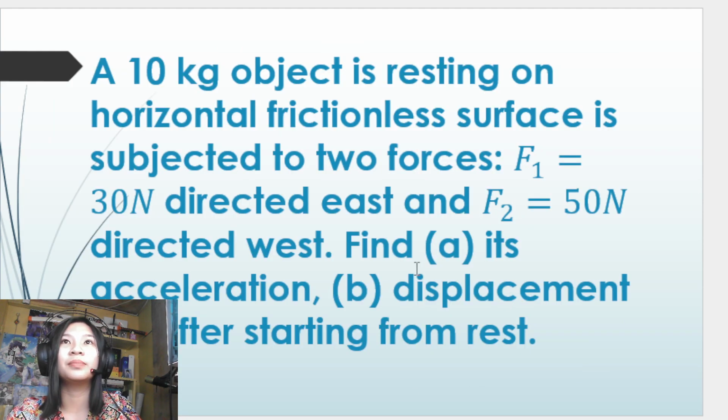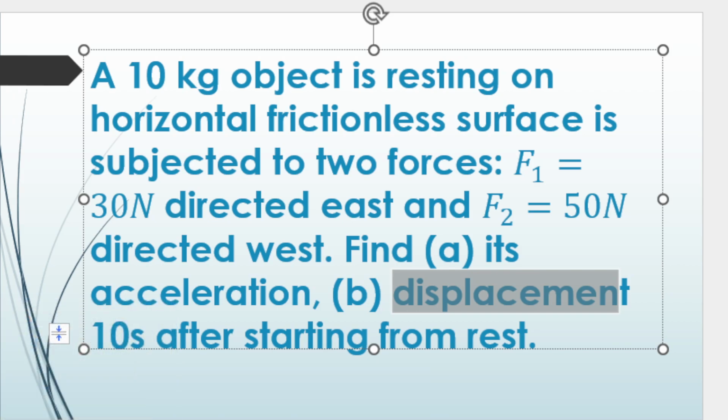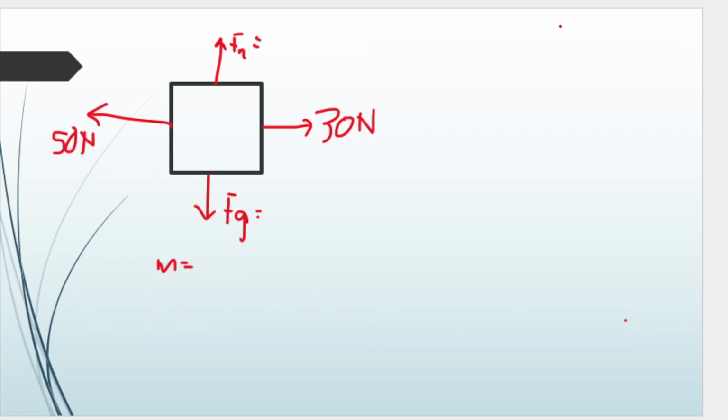So, find its acceleration and displacement after 10 seconds starting from rest. Okay. So the information that is given is 10 kilogram, the two forces, and the 10 seconds. We need to find the acceleration and the displacement. Okay, with that information, we can put it here. Mass is equal to 10.